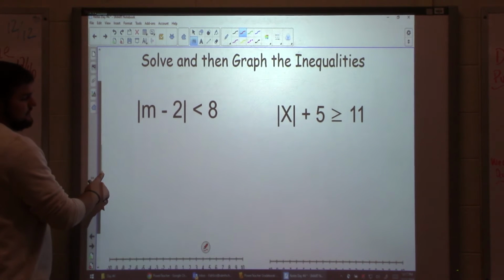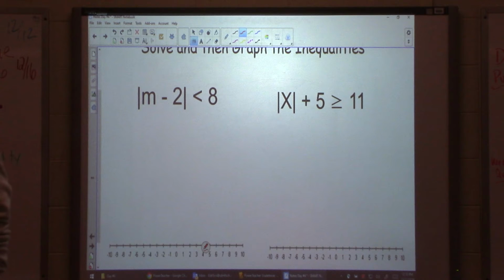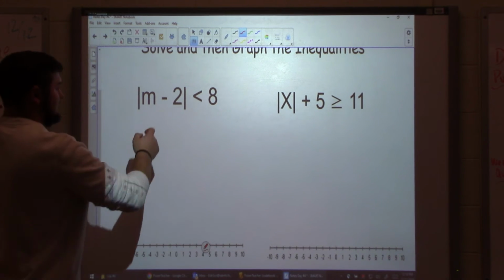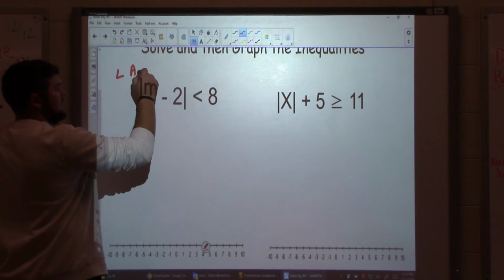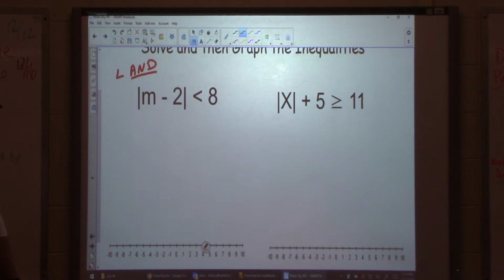Solve and then graph. The absolute value of m minus 2 is less than 8. Like I said before, the first thing we should do is make sure our absolute value is by itself. Is that the case here? Yes. Is it a less than or a greater than that we're working with? Less than, so it's going to turn into an and problem, a compound inequality.